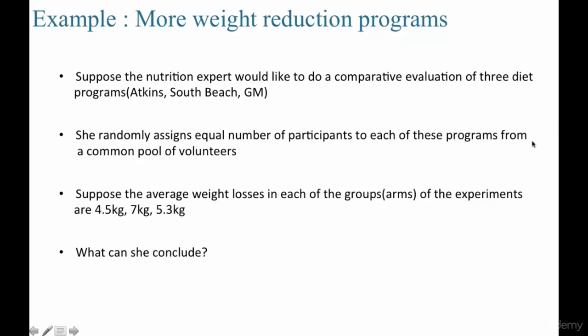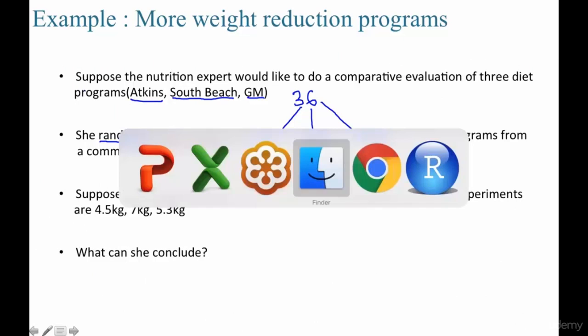I'll go back to that presentation and show you that also later on. So say there are 36 people. This nutrition expert randomly assigns 12 of them to Atkins diet program. She randomly assigns another 12 people to South Beach diet program, and the remaining 12 people are assigned to GM diet program. All right. And all these 12 people in each program tend to lose some weight.